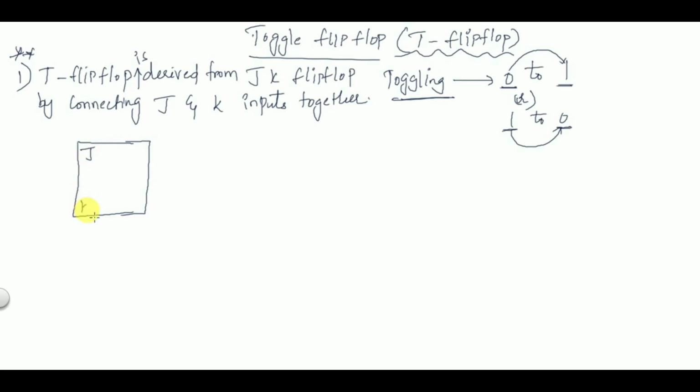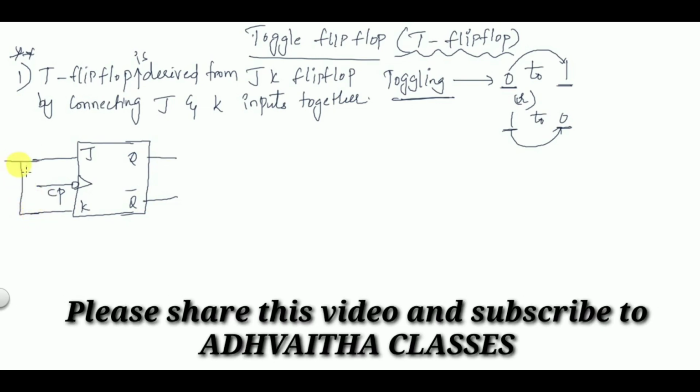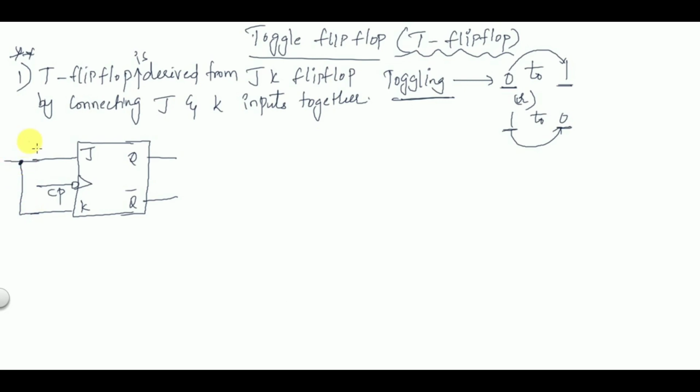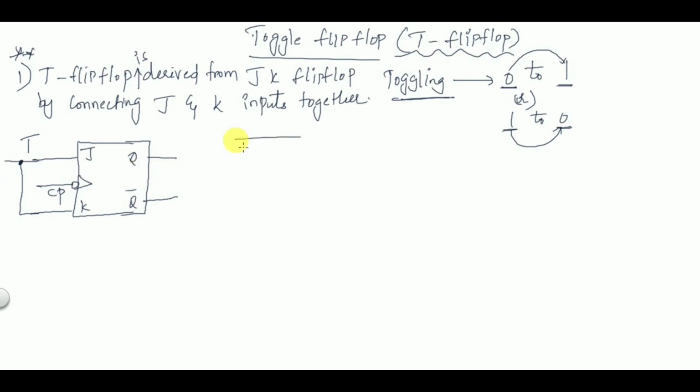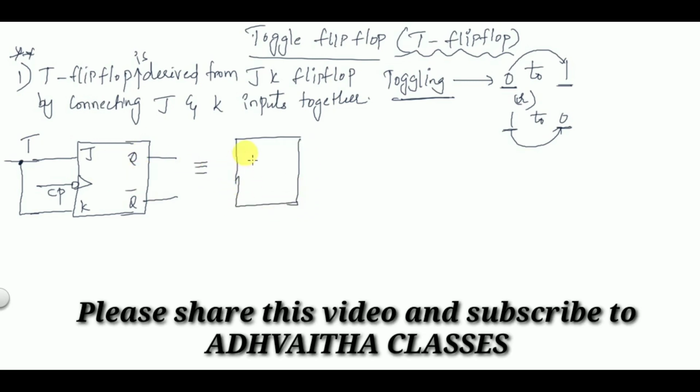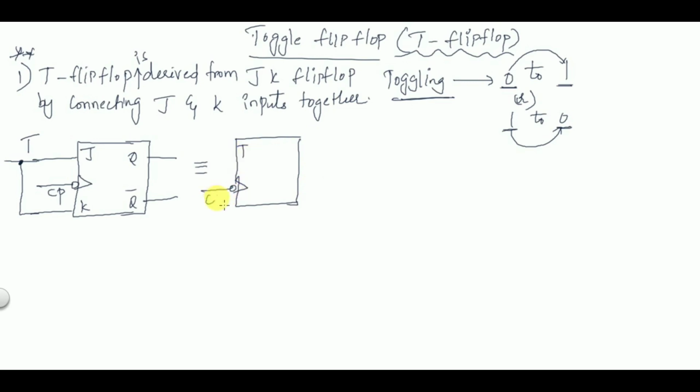So I'm taking a JK flip-flop with a negative clock pulse, with outputs Q and Q bar. Now we want to convert this JK flip-flop into T flip-flop. By connecting J and K inputs together, I'm shorting the J and K inputs and giving the input called T. That's all. This circuit is equivalent to T flip-flop. T flip-flop will have a negative clock pulse, T input, Q and Q bar. So this circuit will act as T flip-flop.